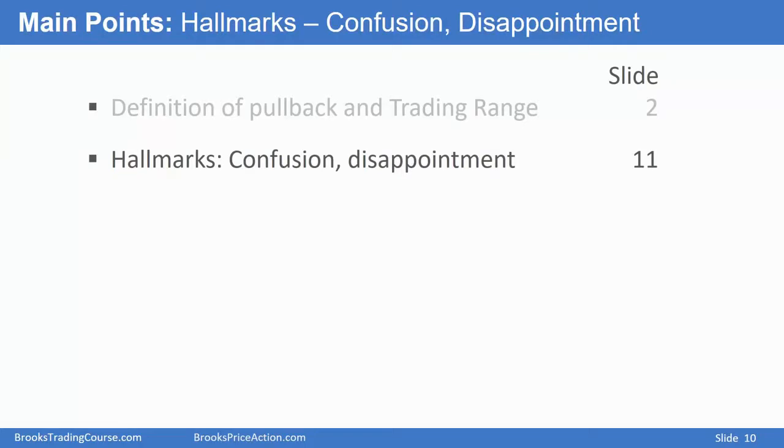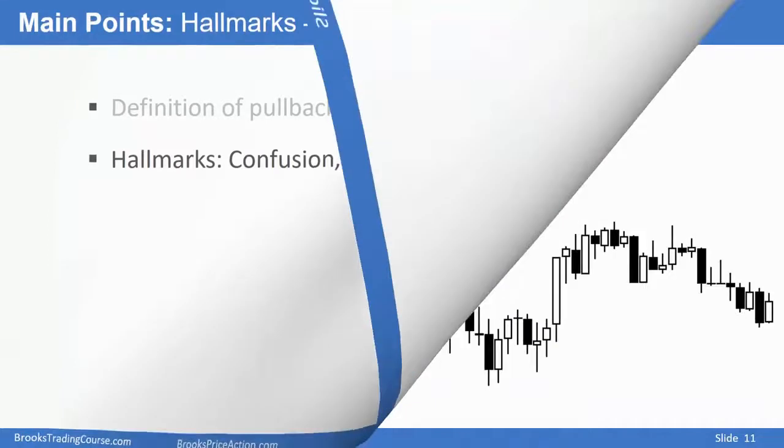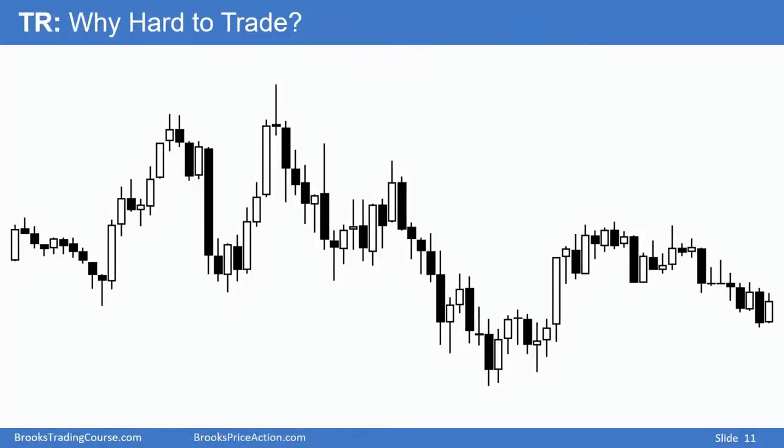2 important hallmarks of a trading range are confusion and disappointment. And if you feel either, the market probably is in a trading range, even if it's not obvious at the moment. Trading ranges can be very difficult to trade. There's always confusion at the start of the legs. It's rarely certain that a reversal has begun.